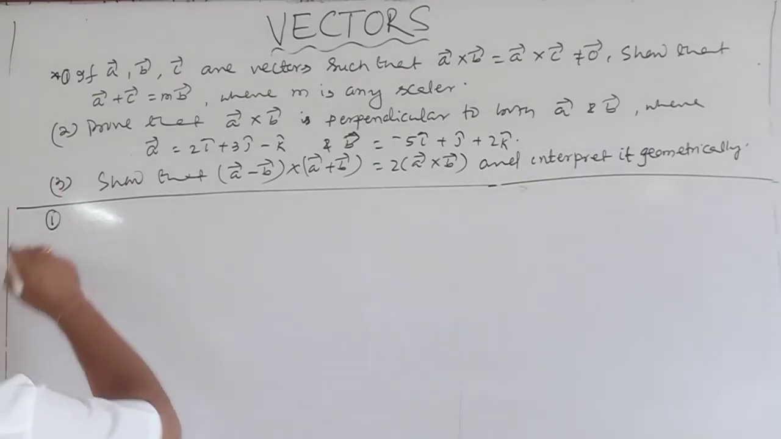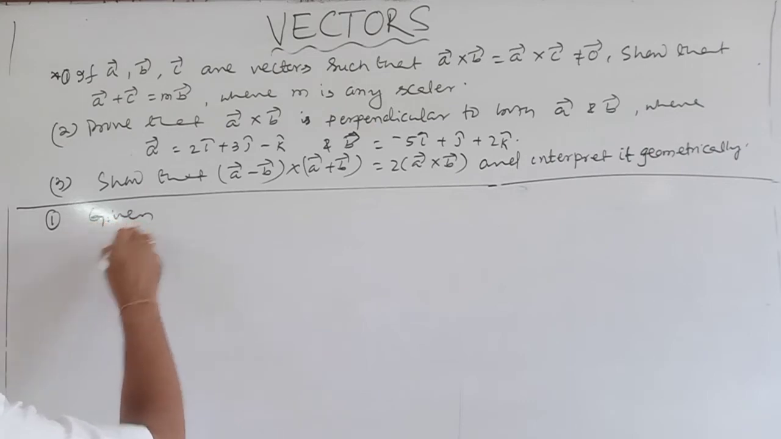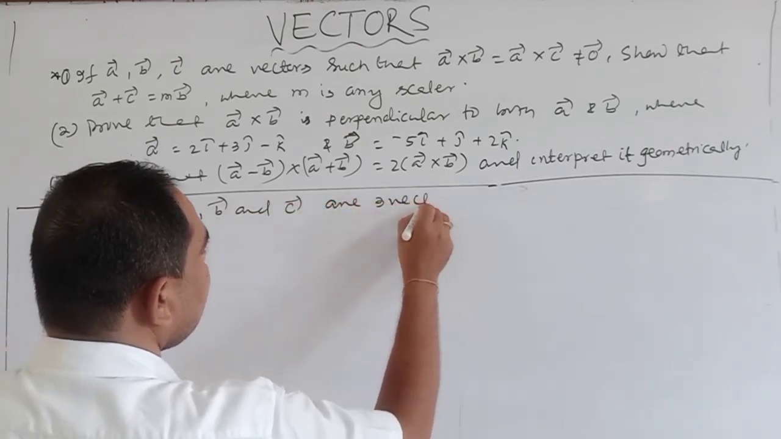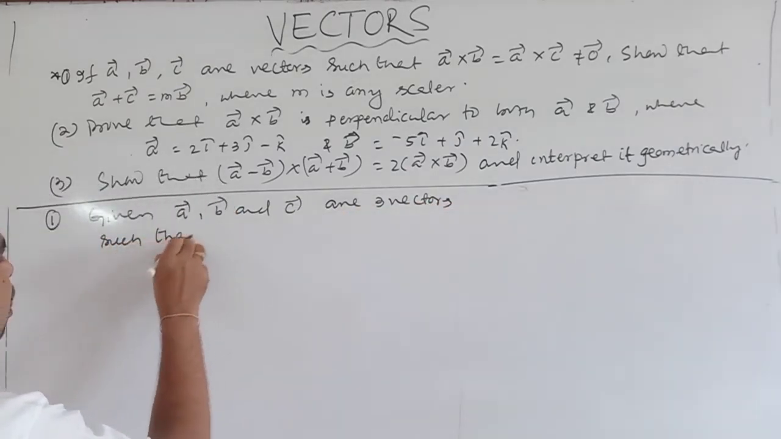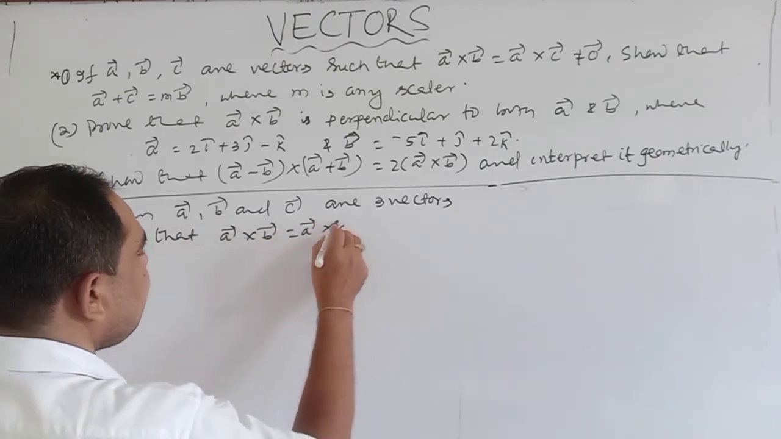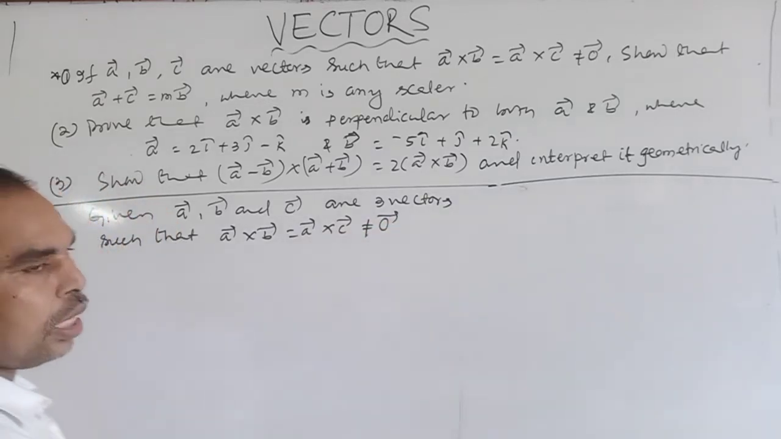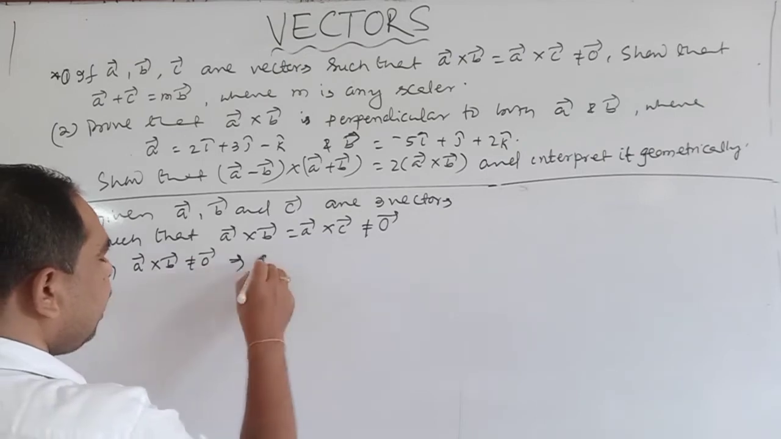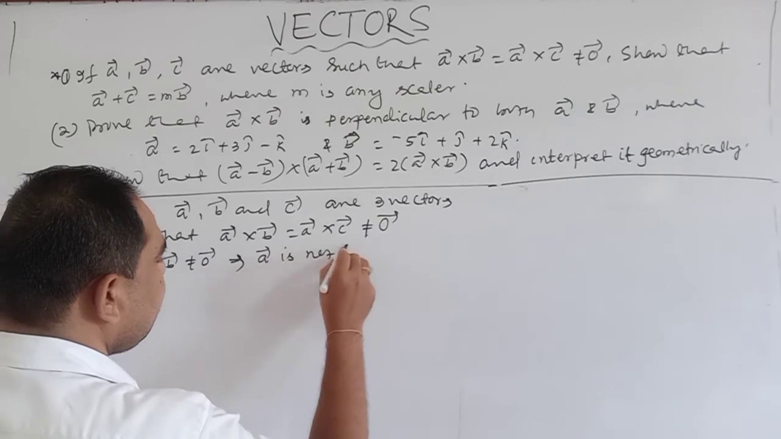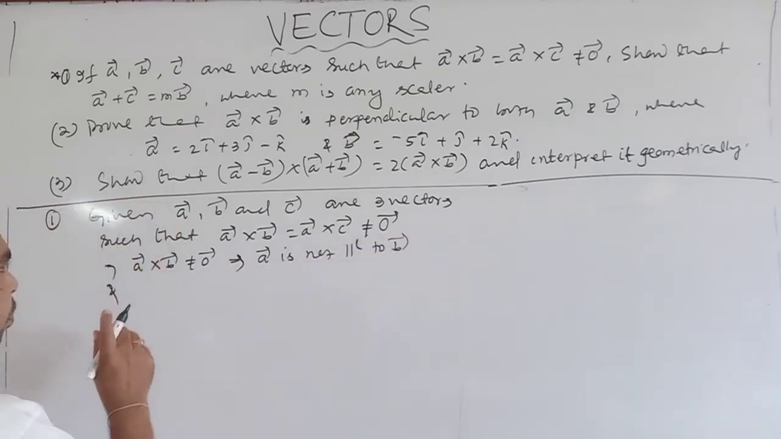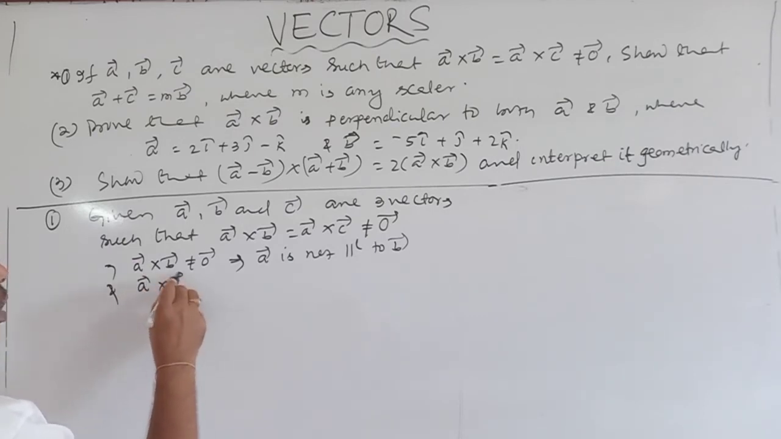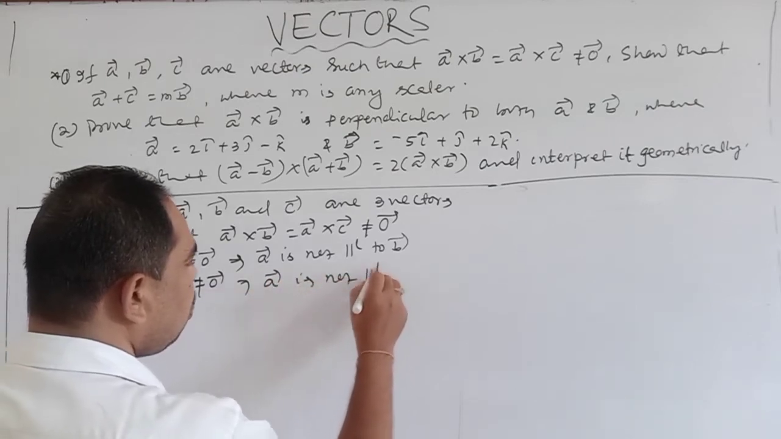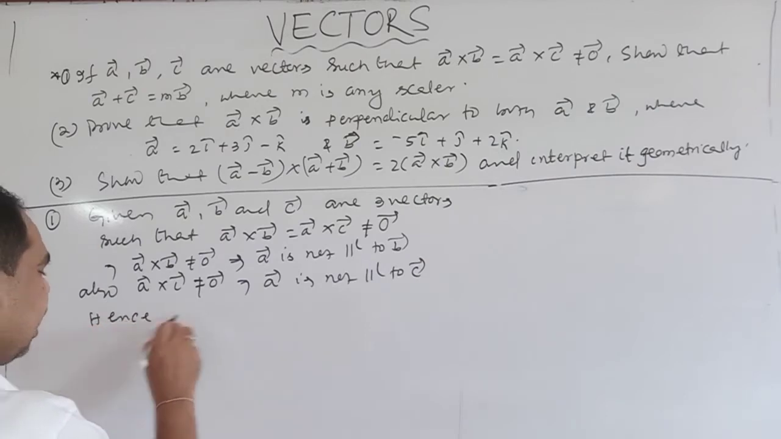So first, question number 1. Given A, B and C are three vectors such that A cross B is equal to A cross C, not equal to 0 vector. A cross B not 0 vector implies A is not parallel to B vector. Also A cross C not equal to 0 vector implies A vector is not parallel to C vector.